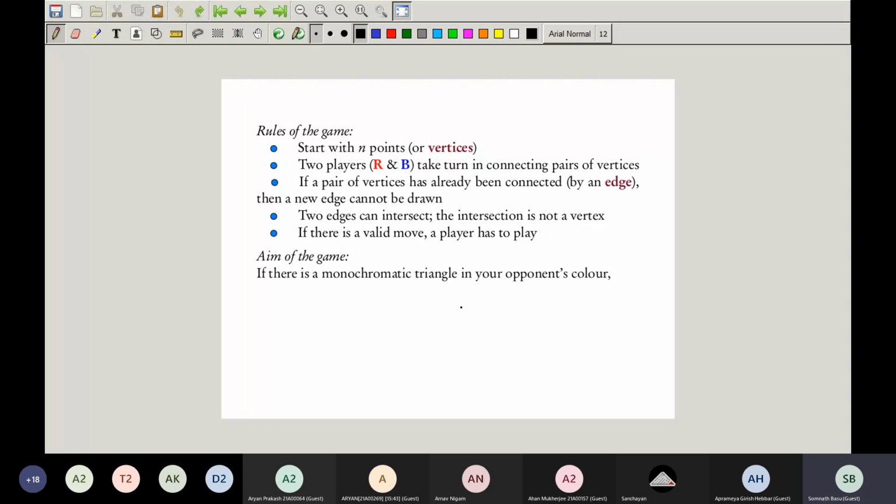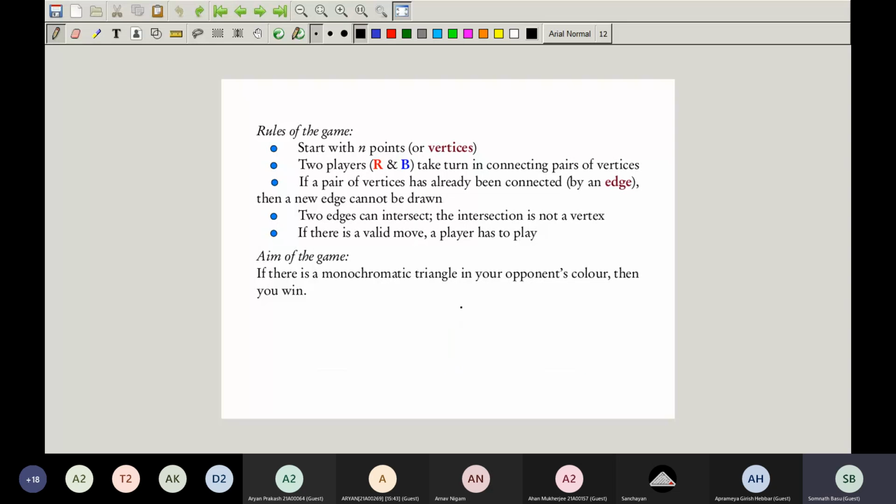So the aim is, if there is a monochromatic triangle in your opponent's color, then you win. Meaning, if you're the blue player, for instance, your aim is to make these moves in such a way that the red player is forced to create a red triangle, in which case the red player loses, and hence by virtue of that you win. Okay. So that's the aim. Not that you create a monochromatic triangle in your own color, but you have to force your opponent to create a triangle in their own color. So that's what monochromatic means: a triangle where all the 3 edges or line segments have the same color, but the color has to be your opponent's color for you to win.